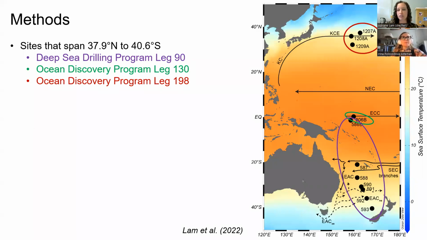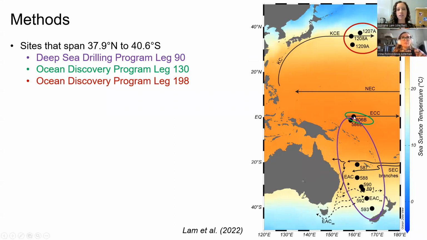So we use this transect of sites across the Western Pacific. So these are the sites. This is a modern day sea surface temperature map. So we use sites from Ocean Drilling Program Leg 198. So these are the sites that I used in my dissertation, 1207A to 1208A. We also use sites from ODP Leg 130, specifically hole 806B. So that was our Western Equatorial Pacific site.